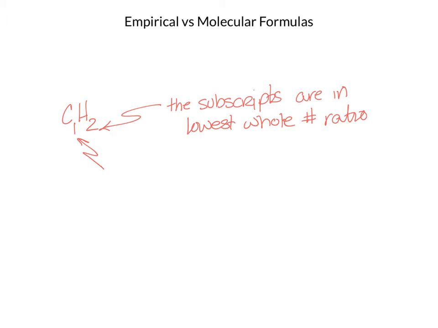All right, on this page we can see that I have highlighted the empirical formula, which is right here. Empirical formula means these numbers right here on the bottom, these subscript numbers, are in the lowest whole number ratio. If we take this empirical formula and we multiply it by 2, so this 1 gets multiplied by 2 and this 2 gets multiplied by 2, we would actually end up having C2H4, which is a multiple of the empirical formula. This is a molecular formula.